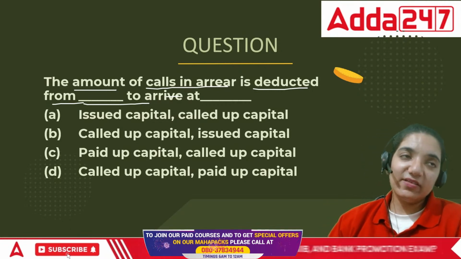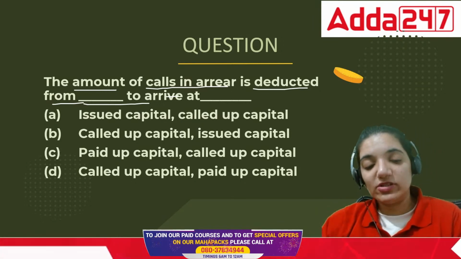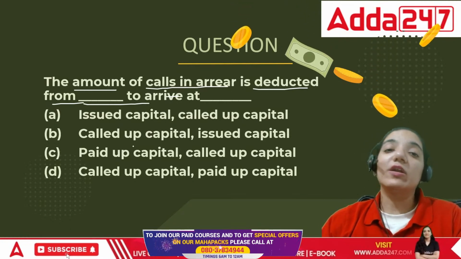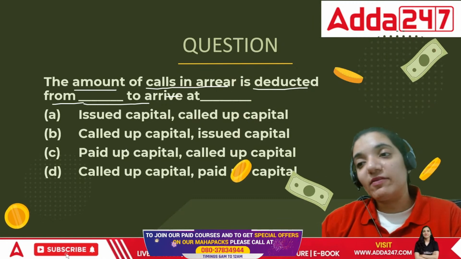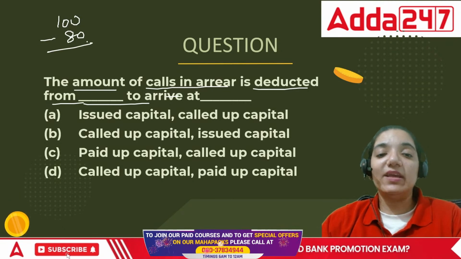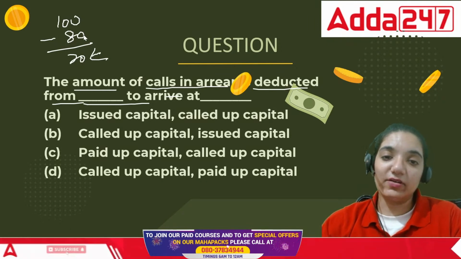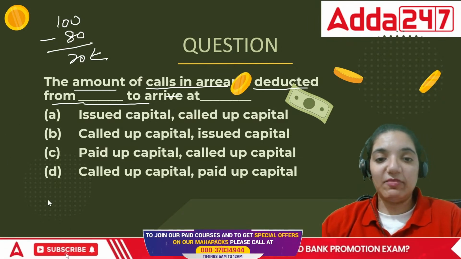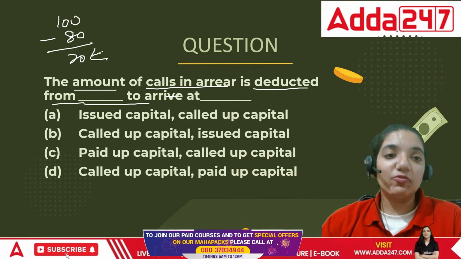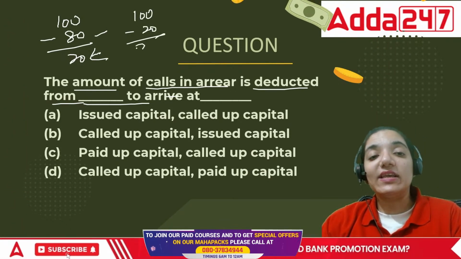Calls in arrears means we thought that these people will give us money, but they didn't. So what will be the amount? We called everybody, sir, your amount is due, sir, your amount is due. That is called up capital, you know. And to arrive at what people actually paid, we asked people to pay 100 rupees, they paid 80. So the remaining 20 is still pending. Right or wrong? So if it is 100 minus the arrears of 20, 80 is already paid.